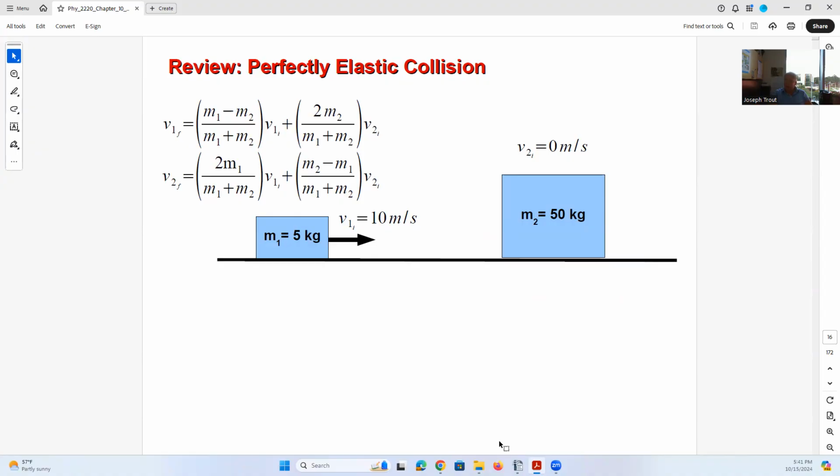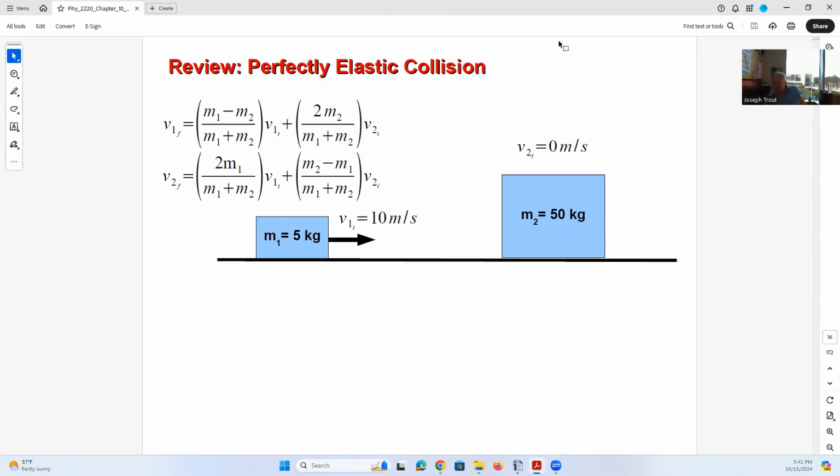We also talked about perfectly elastic collisions, right? And we have these equations. In this case, M1 is 5 kilograms and M2 is 50 kilograms. We're going to fire M1 into M2 and it's going to collide elastically. That means that the momentum is conserved and the kinetic energy is conserved. And we have these equations that we found in class.